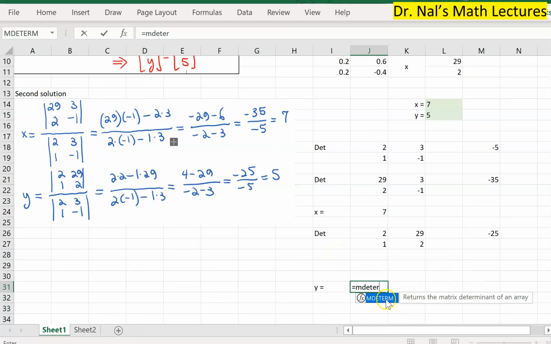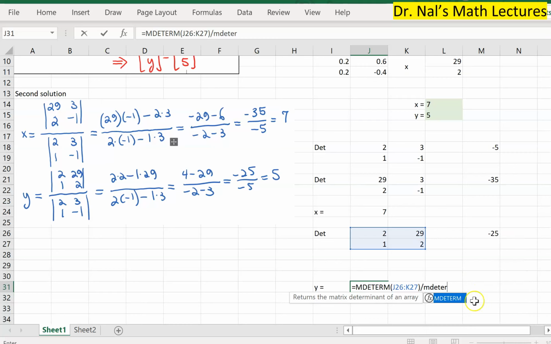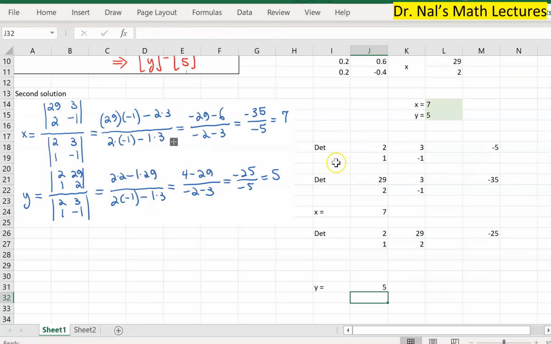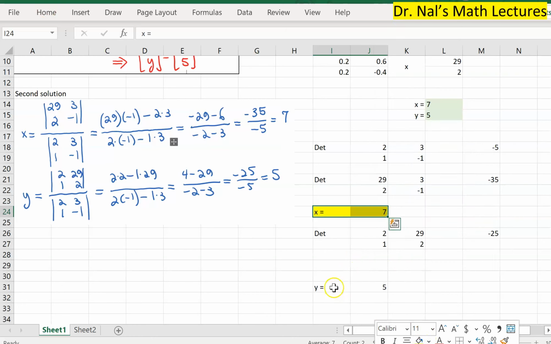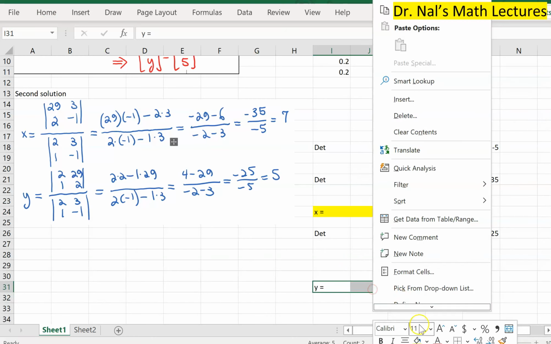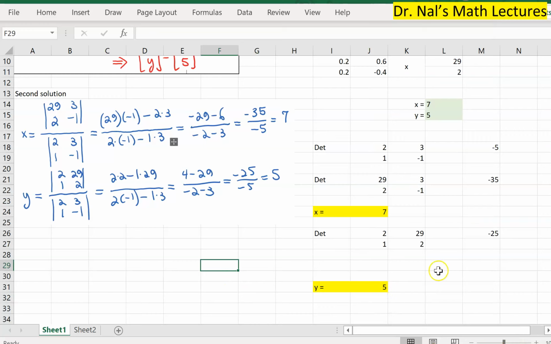We can calculate the determinant of the numerator, which is just basically the determinant of this monster over here, divided by m determinant, the determinant of the original coefficient matrix. And that will pretty much do. There you go, 7 and 5 again. So we found the value for x. Let me highlight it. And the value for y, highlight it again. And that solves this problem yet in a new solution.